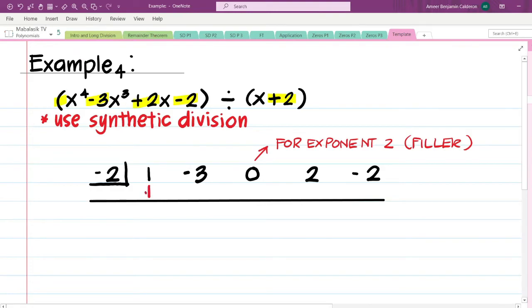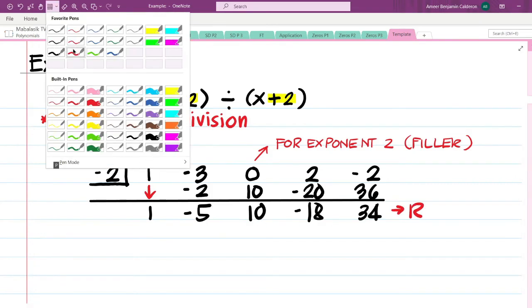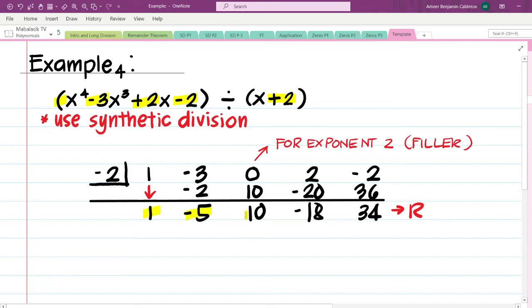We have to bring down our first term. That's 1. Times negative 2, that's negative 2. We add negative 5. Multiply it by negative 2, that is positive 10. Add 10. Times negative 2, that's negative 20. Add, that's negative 18. Multiply, that is positive 36. Add, that is positive 34. The last term is our remainder. And then, these are the numerical coefficients of the terms of the quotient.